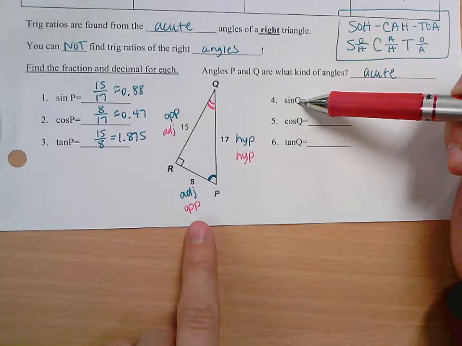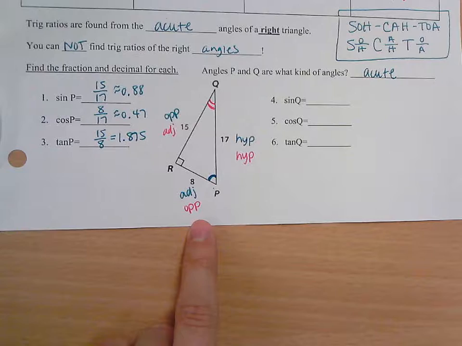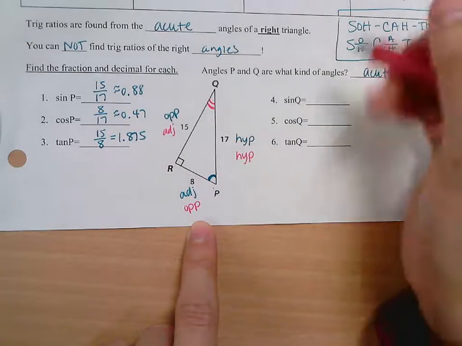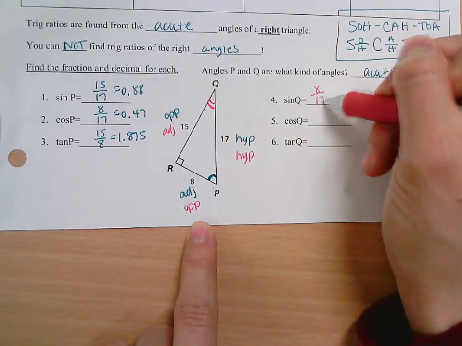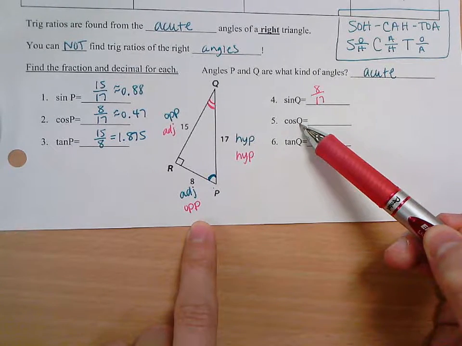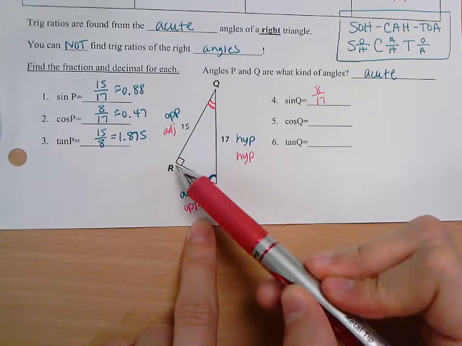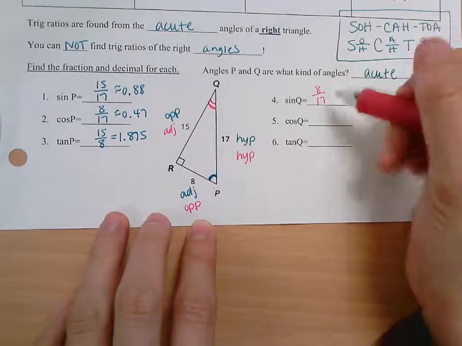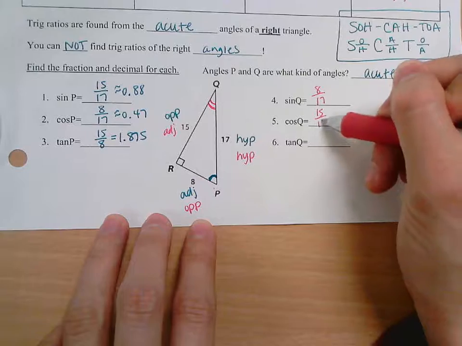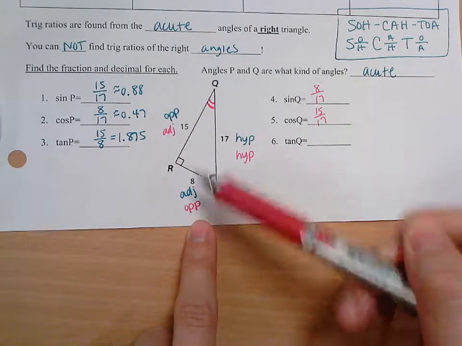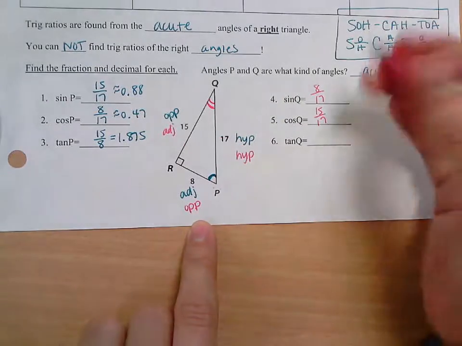Okay, so sine of Q will be what as a fraction? 8 over 17. Opposite over hypotenuse. What will cosine of Q be? 15 over 17, adjacent over hypotenuse. And then tangent of Q, 8 over 15, opposite over adjacent.